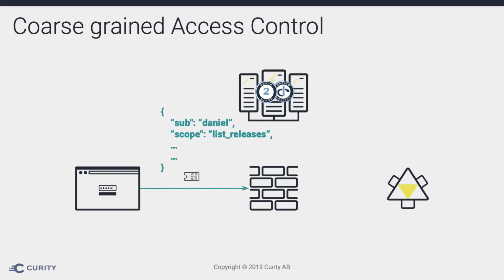In this model, we have a client to the left that has been issued a token with the scope of list releases for the user, Daniel. In the middle we have the OAuth server and the API gateway, and the API that is the actual list releases API. In the API gateway, we have the policy that to access the API list releases, the token needs to be valid and it needs to have at least the scope list releases. If it has that, it passes the coarse-grained access control, and you're allowed to pass the request further.